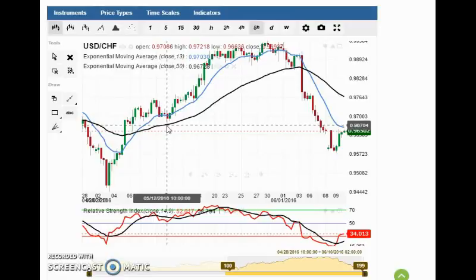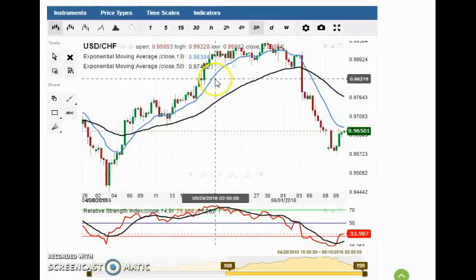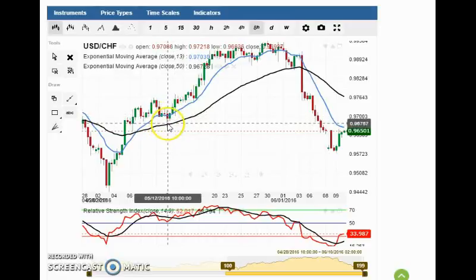So we buy at the 50 period moving average using this strategy here. If it breaks your 13, you look to buy at the 50. Okay, if it fails to break the 13, you buy at the 13 period moving average. But this is to safeguard your trade.